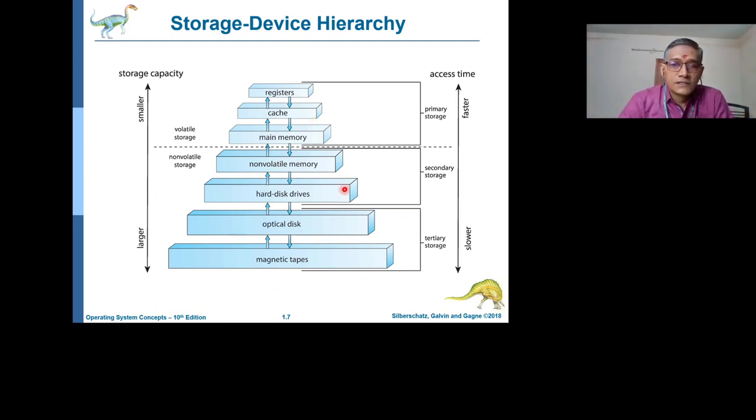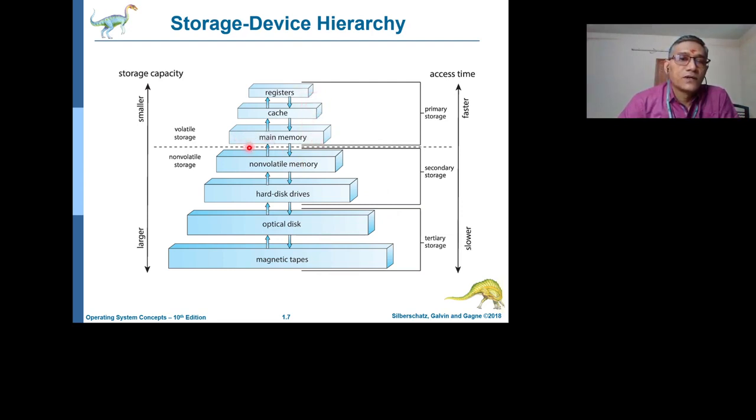If you see this layer, magnetic tapes, optical disk, hard disk drives, and non-volatile memory all come under secondary storage devices. Optical disk and magnetic tapes are tertiary storage devices. All these four have larger capacity, so more data can be stored. But retrieving data from these devices is slow. The time required to retrieve the data from these devices is slow, so access time is slow.